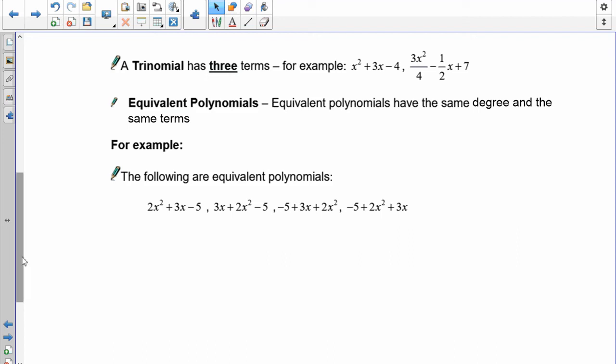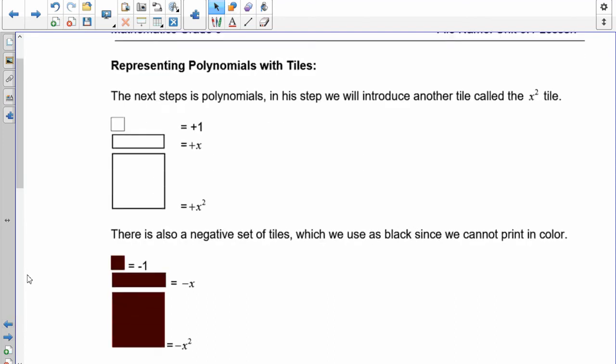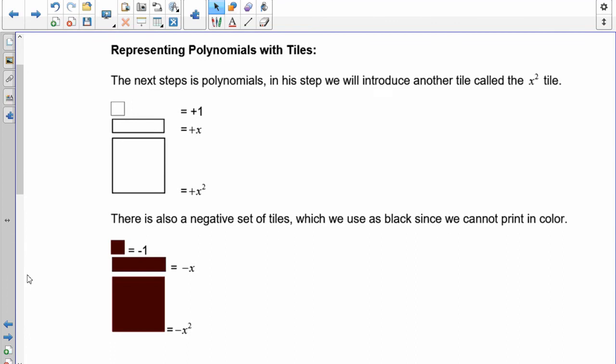All right. So now let's take a look at creating some polynomials with tiles. So the next step we have to do is start working with our tiles. Now, we know these ones. These ones here are negative and positive ones. You should know these x's from grade 7. And of course, this one here is new to you, but we've talked about it.